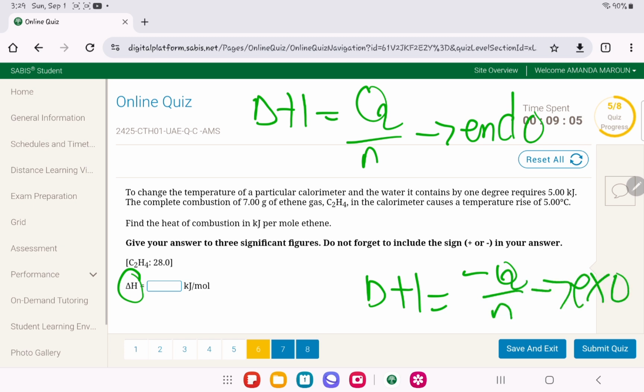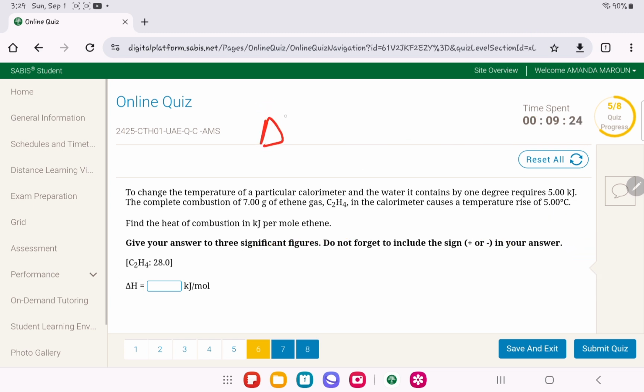Okay, so here we need to figure out whether it's endothermic or exothermic. We have the complete combustion, and we know combustion is exothermic, and it causes a temperature rise. Anytime you see temperature rise, that means it is exothermic. So the equation we're going to use is delta H equals negative Q over N.